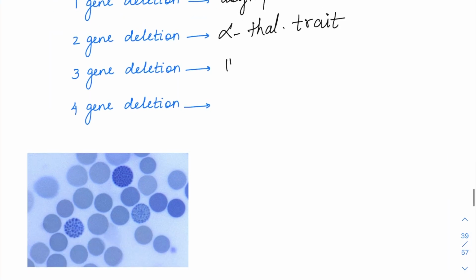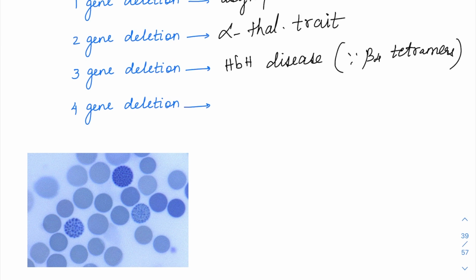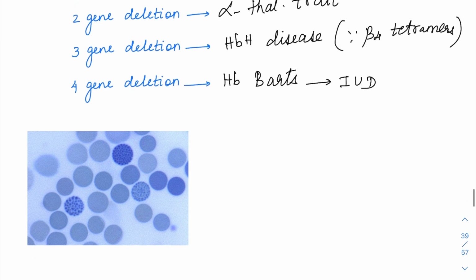If 3 genes are deleted, it forms HbH disease. In HbH disease, the pathogenesis is because of the formation of beta-4 tetramers. Here the alpha chains are deleted, but unpaired beta chains are going to be there, right? The unpaired beta chains form tetramers, and that causes problems in these patients. If 4 genes are deleted, it results in Hb Bart's disease. Hb Bart's is not compatible with life, and it causes intrauterine death itself. So you don't get to see patients with Hb Bart's.